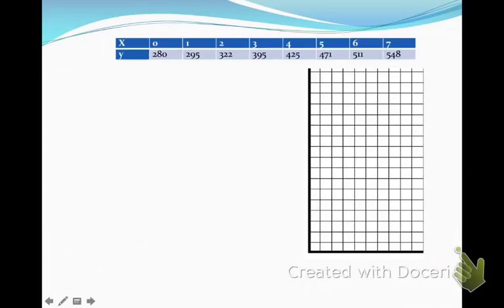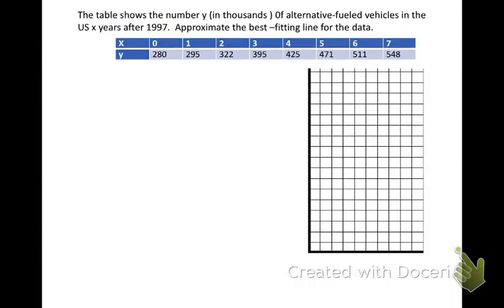Now let's go through an example where we actually find the scatter plot and the equation of the line of best fit. The table shows the number Y in thousands of alternative fueled vehicles in the U.S. X years after 1997, and we're supposed to approximate the best fitting line for this data. So I'm going to start by constructing a scatter plot to see if I notice any trend in my points.